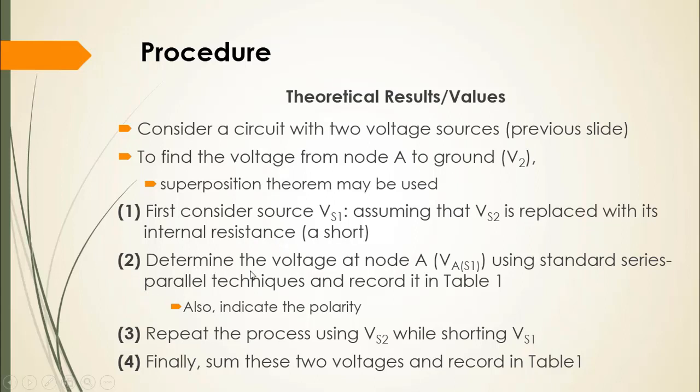Now, we have to determine the voltage at node A using standard series parallel techniques like Kirchhoff's voltage law and the voltage divider rule, etc. And we will record these values in table 1. Then we have to repeat the process using VS2 while shorting VS1. Finally, we have to sum these two voltages and record these values in table 1.